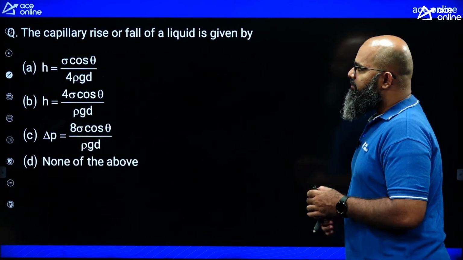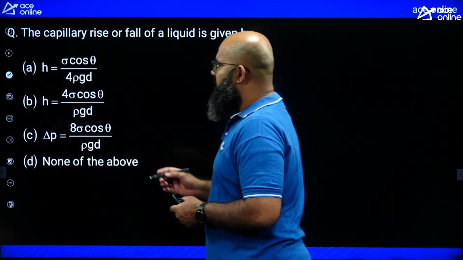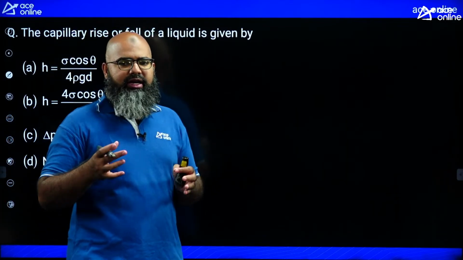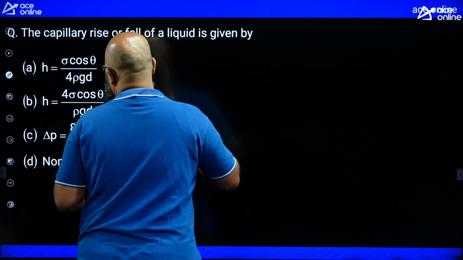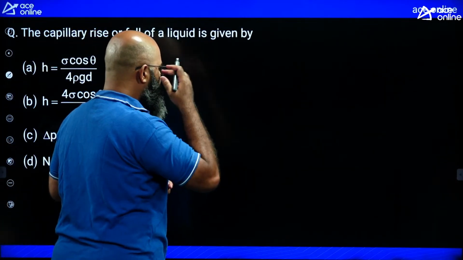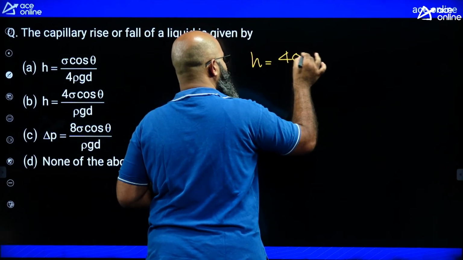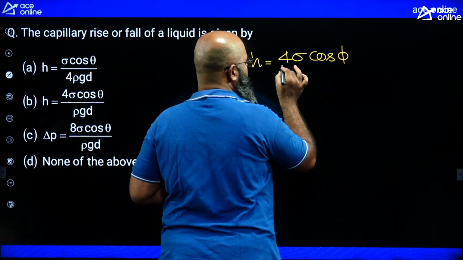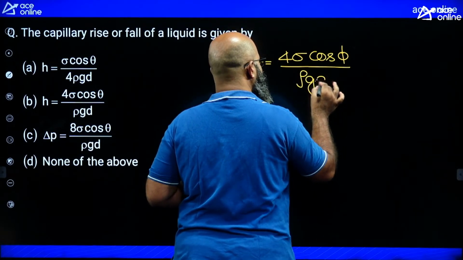Moving further. The capillary rise or fall of a liquid in a tube is given by. What is the formula for capillary rise or capillary fall? We'll answer this question, and also address some questions which they can ask you from here. The formula for capillary rise in the case of a tube is given by H is equal to 4 sigma cos phi, or theta they can say, which is the contact angle, divided by gamma times D or rho g times D.